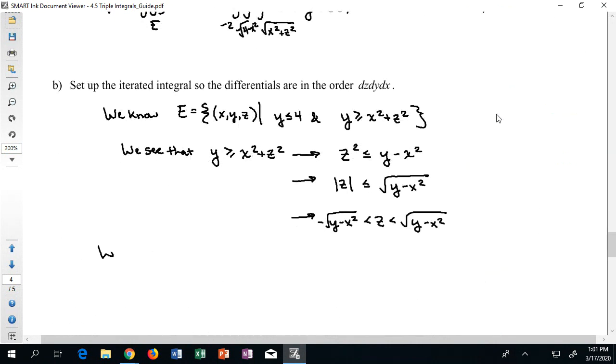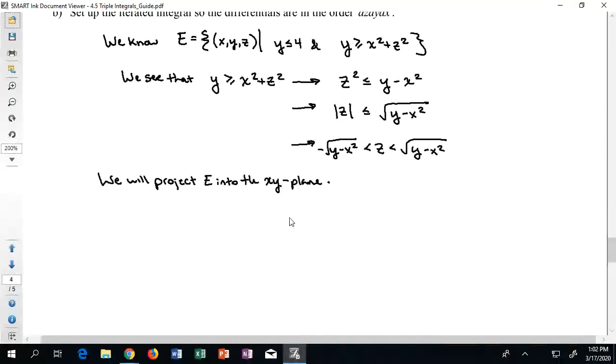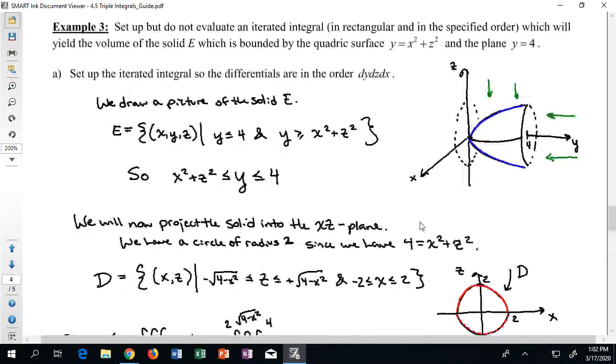All right, so let's see. We will project E into the xy plane. Notice I'm always using whatever variables I didn't bound originally. If I was to look down on top of this thing and I want to see the footprint, the shadow that gets cast, can you start to think about what shadow you might see below this?